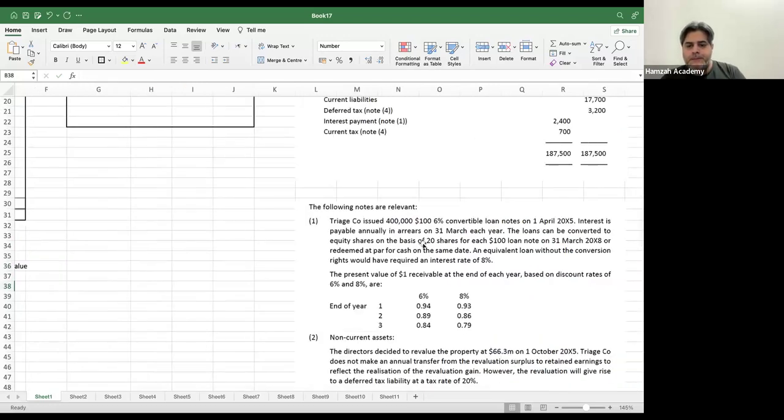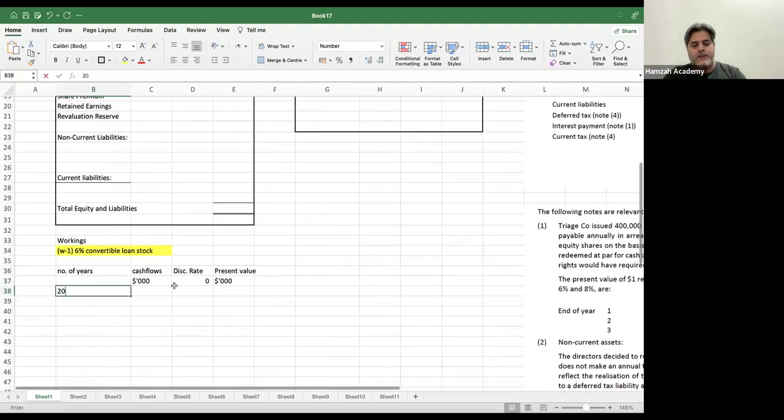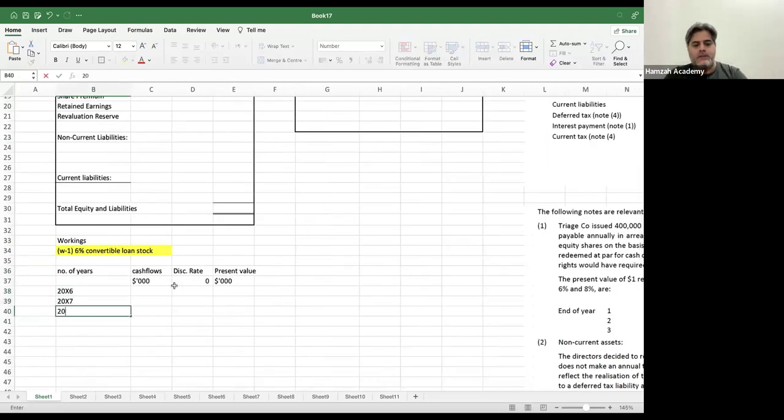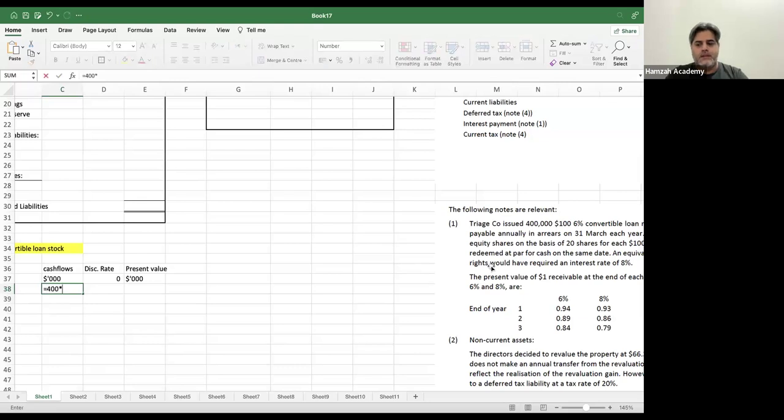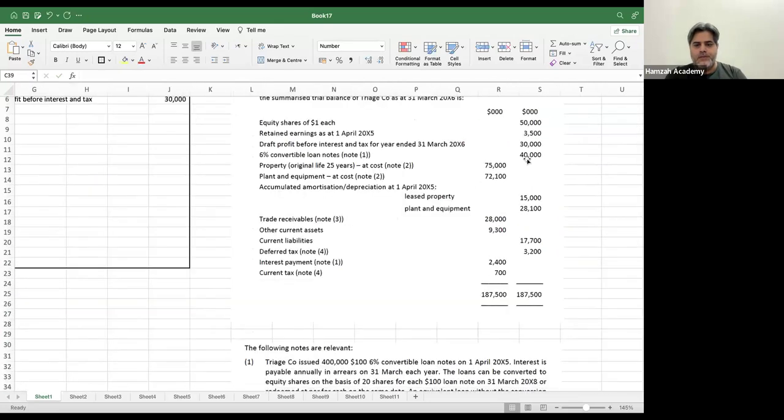Now, it's converted on 31st March 20x8. It's issued on 20x5, so the first year is 20x6, 20x7, 20x8. The cash flows I'm going to get are 400,000 at 6%. So if I go, this is 24,000 over here. Okay, my bad.